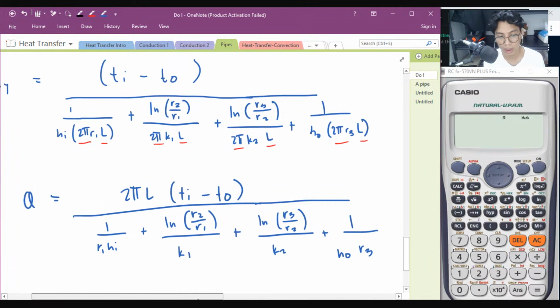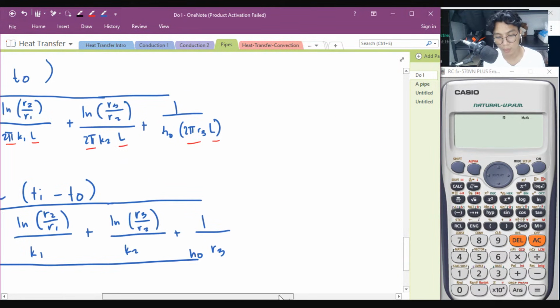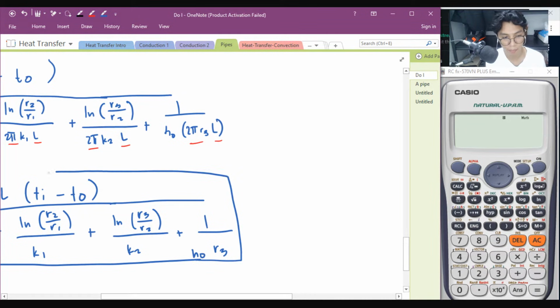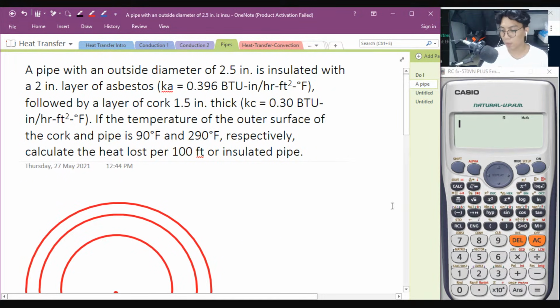Very basic kapag composite pipes with fluid-to-fluid transfer. Magkakamali ka pa po dyan? Hindi na po. Okay? Let us go with this problem. So, a pipe with an outside diameter of 2.5 inches is insulated with a 2-inch layer of asbestos where the thermal conductivity is 0.396 BTU inches per hour feet squared degree Fahrenheit.